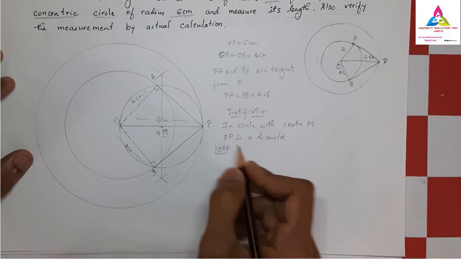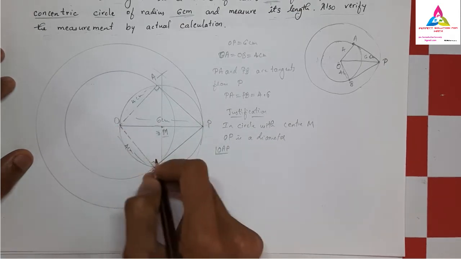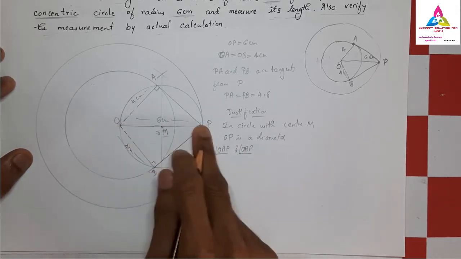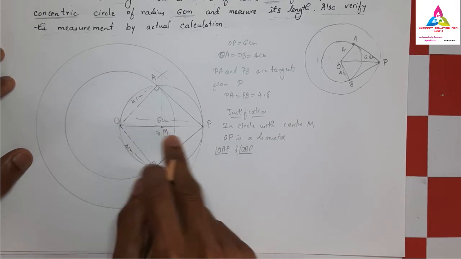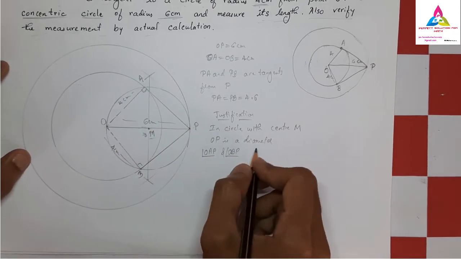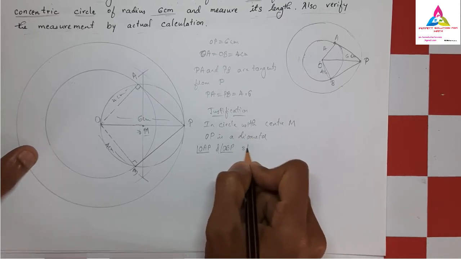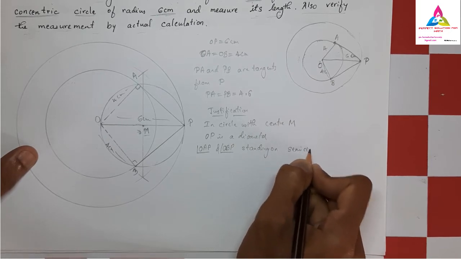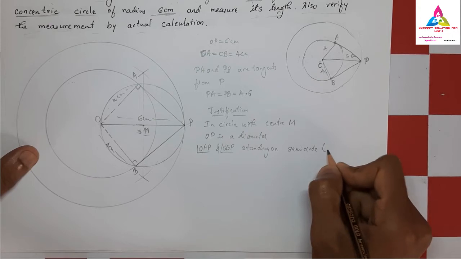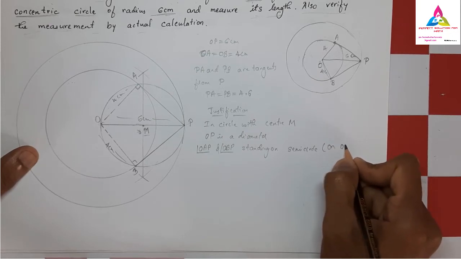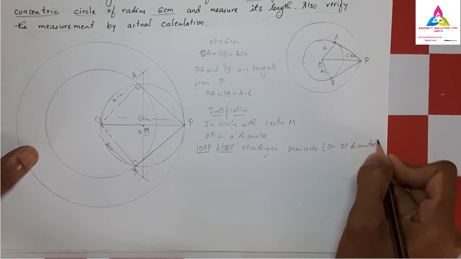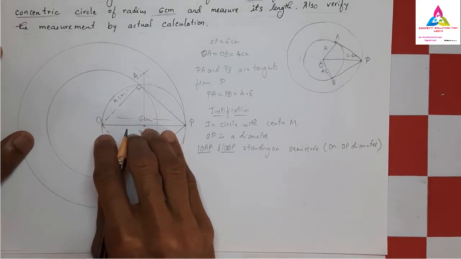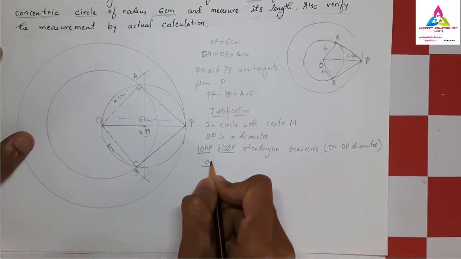And angle OAP and OBP, both of them are standing on the same diameter, that is, on the same semicircle. So angle OAP and angle OBP are standing on a semicircle, or you can write in brackets, on the diameter OP. Do you know, if any angle is forming on the diameter or on a semicircle, semi means half circle, what will the angle be? That will be 90 degrees.